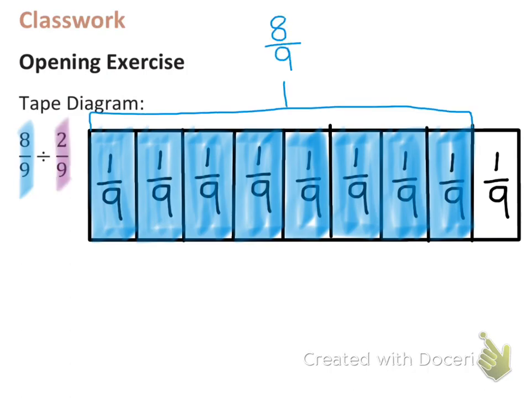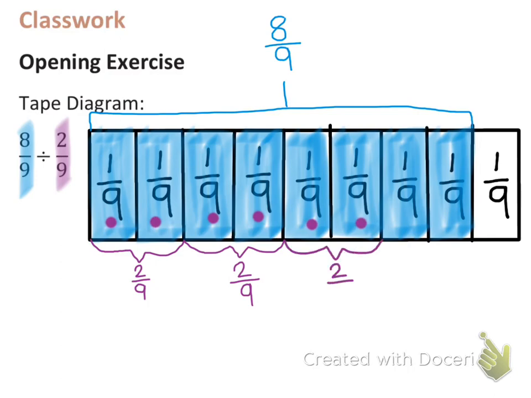Now I want to see how many 2/9 there are. How many groups of 2/9 are there in 8/9? So here's 1/9 plus 1/9. That's 2/9. That's one group. 1/9 plus 1/9 is 2/9. So now I have two groups. 1/9 plus 1/9 is 2/9.